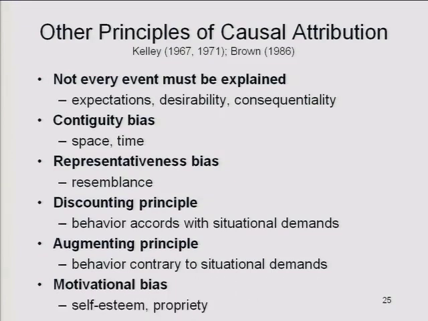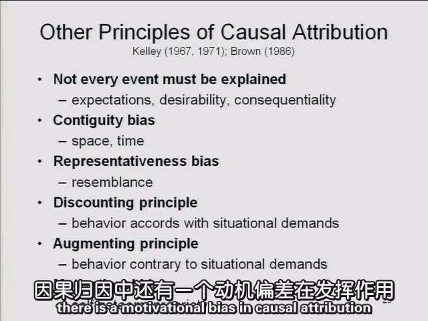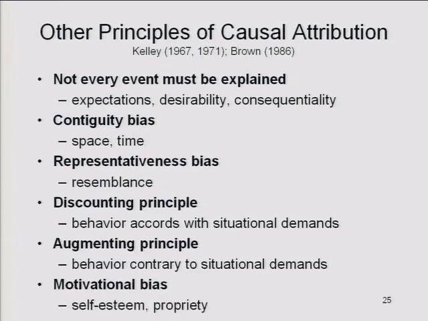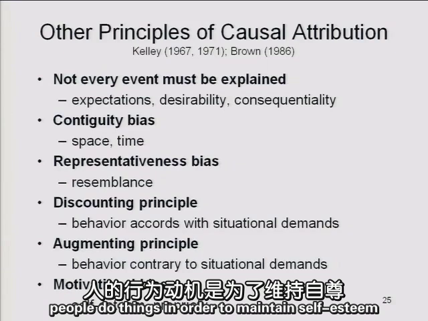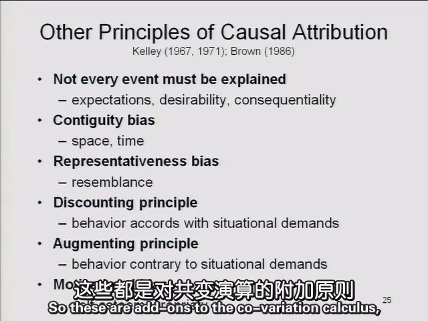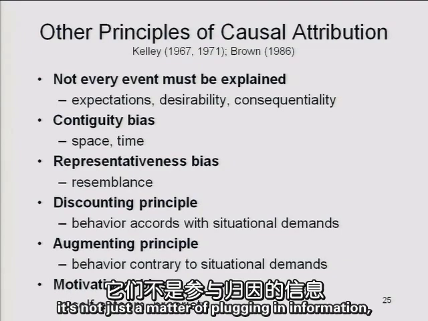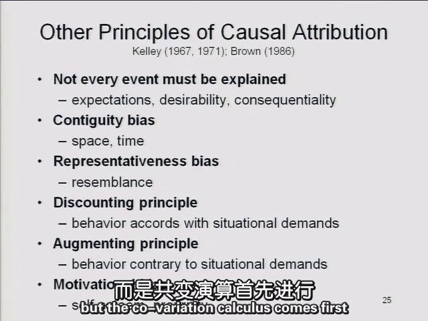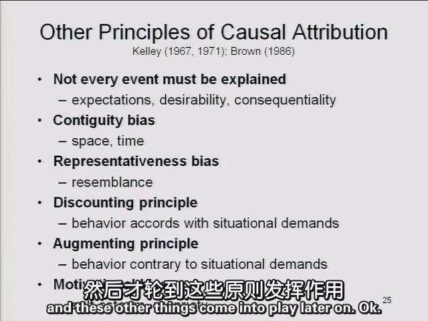And then finally, there's a motivational bias in causal attribution, which is that we tend to assume that people do things in order to maintain self-esteem and also to behave in an appropriate way. So these are add-ons to the covariation calculus. It's not just a matter of plugging in information, but the covariation calculus comes first, and these other things come into play later on.